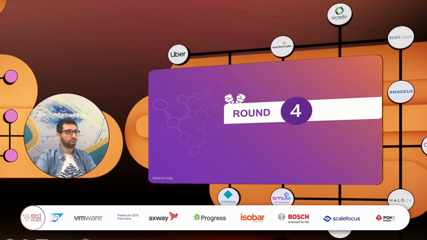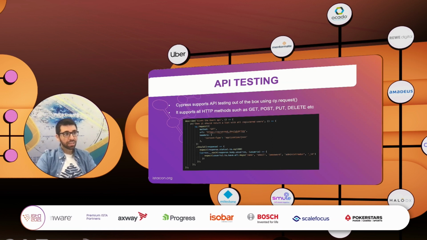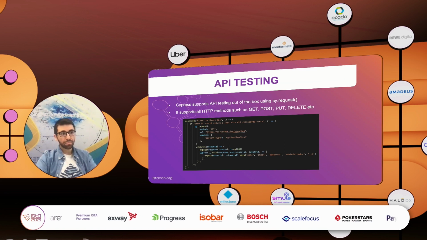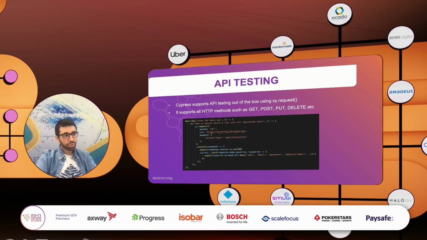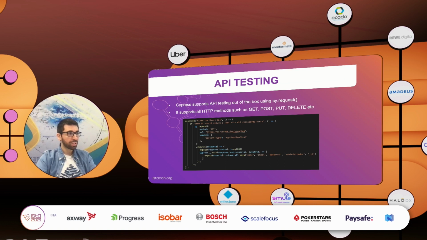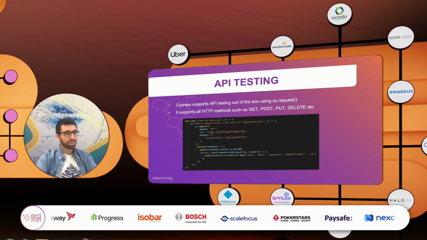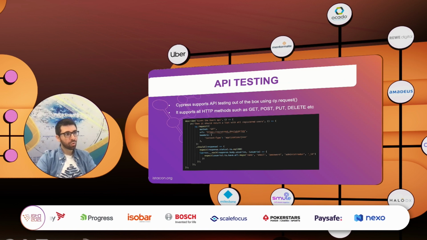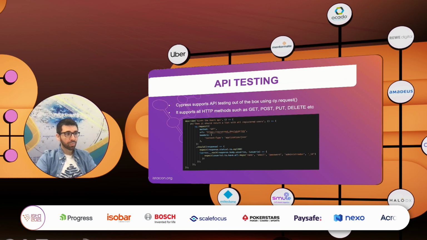Moving on to round 4, API testing. Cypress supports API testing out of the box using the cy.request method. It supports all HTTP methods such as get, post, put, delete, etc. I know that some of you might say, well, we can also do API testing with Selenium. Yes, but not out of the box. In order to use API testing with Selenium, you need to add another dependency or a library such as REST Assured, Requests for Python, or RestSharp for .NET. Cypress allows it out of the box by using the cy.request method.